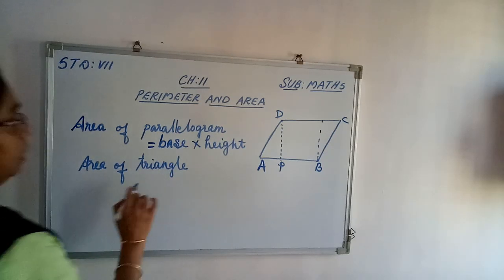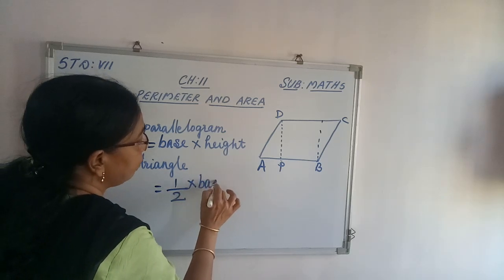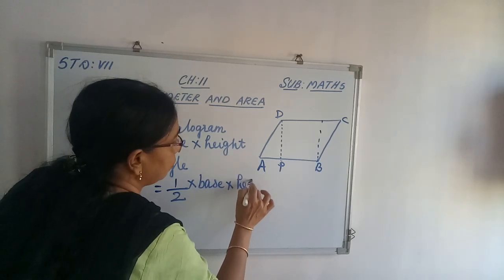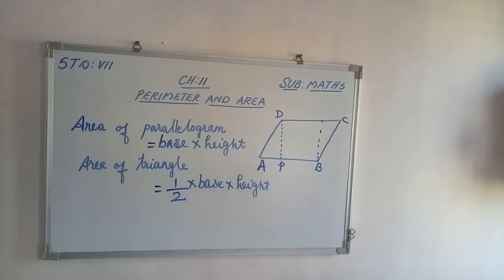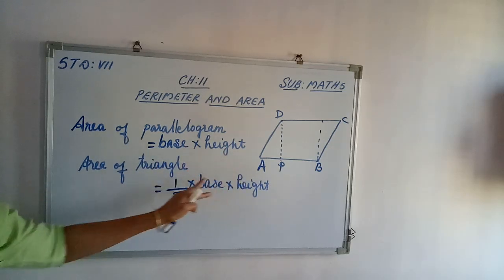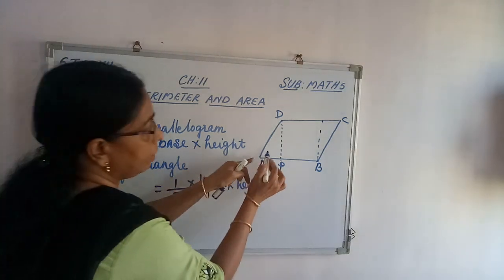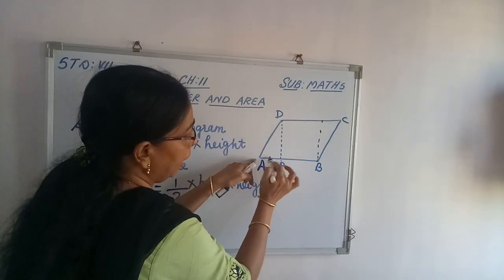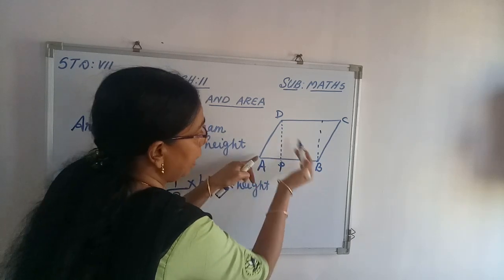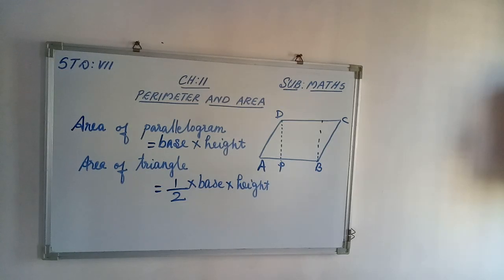Area of triangle is given by the formula half into base into height. That is, area of parallelogram, it is base multiplied by height. That divided by 2 will give you area of triangle. For example, if you take the triangle APD here, the base is AB and the height is DP. Clear to you? So area of parallelogram, base into height, area of triangle, half into base multiplied by height.